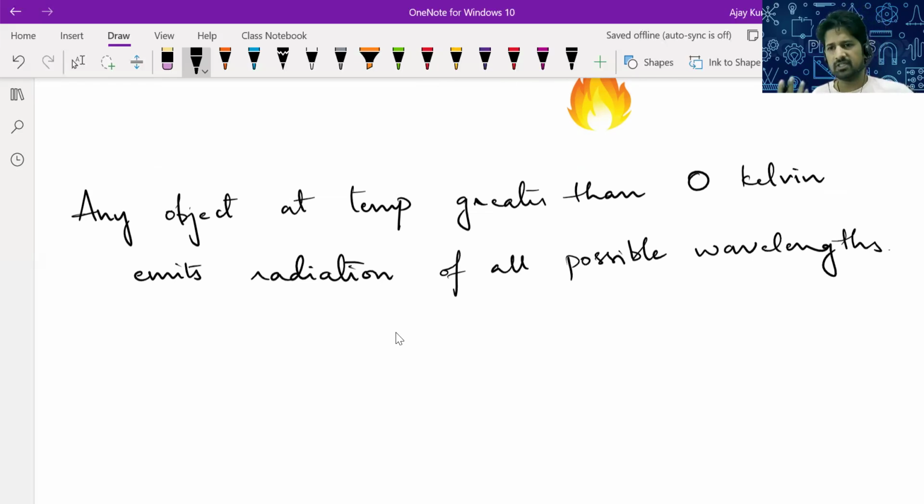Fine. All possible wavelengths include visible wavelengths also, right? Then why don't we see objects? Why don't we humans see objects in a dark room if it is emitting visible light? Can any of you answer this?